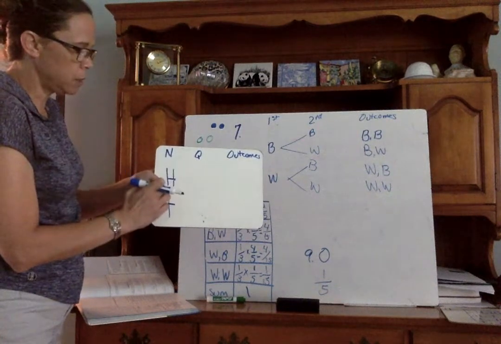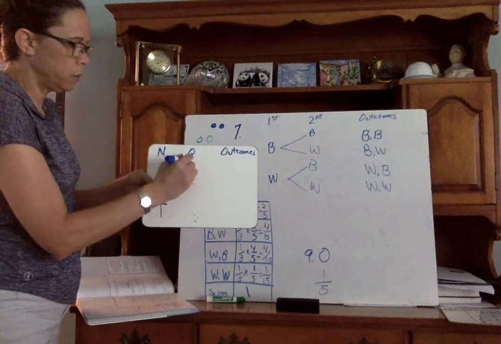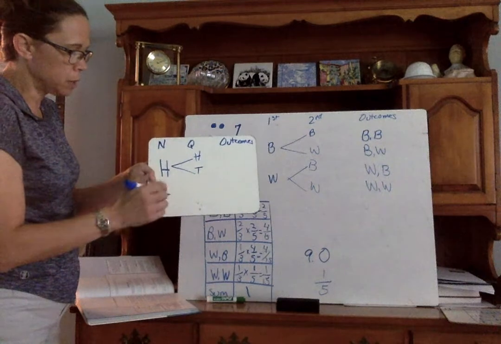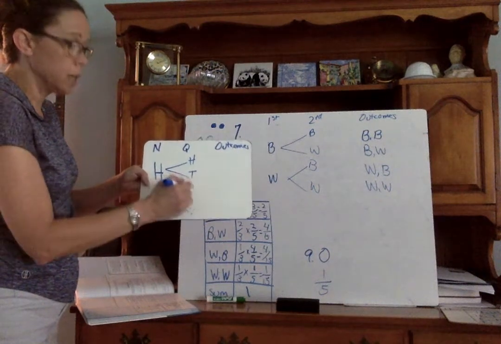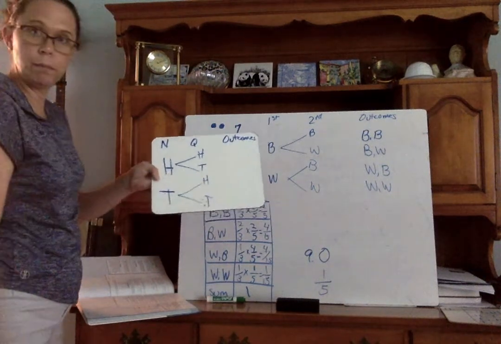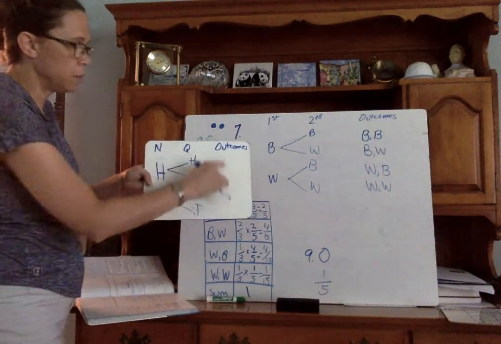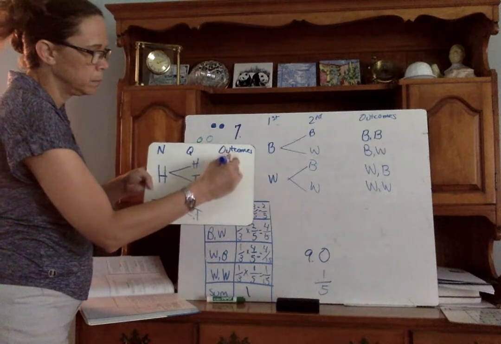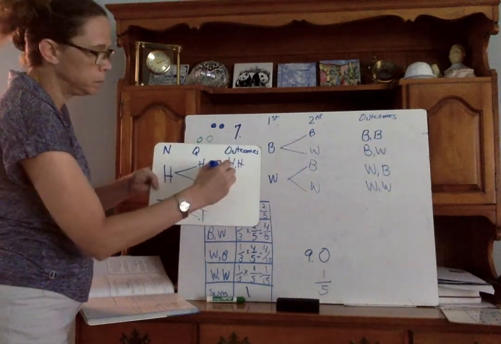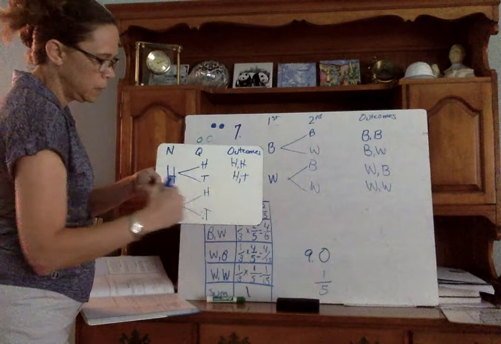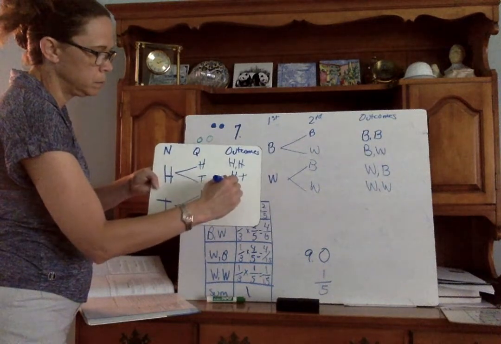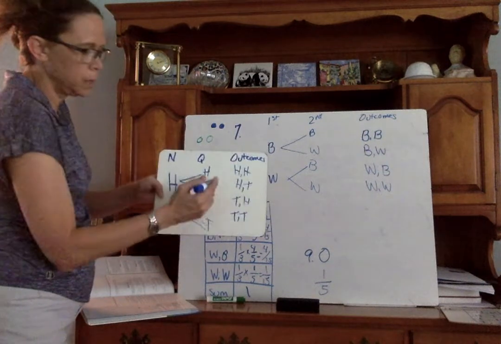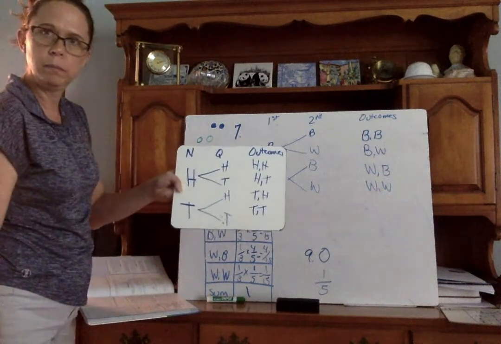So if I flip a heads on my nickel, I could flip heads or tails on my quarter. If I flip tails on my nickel, I could flip heads or tails on my quarter. Okay? So the possible outcomes are heads with a head, heads with a tail, tails with heads, or tails with tails. Okay, so these are my possible outcomes.